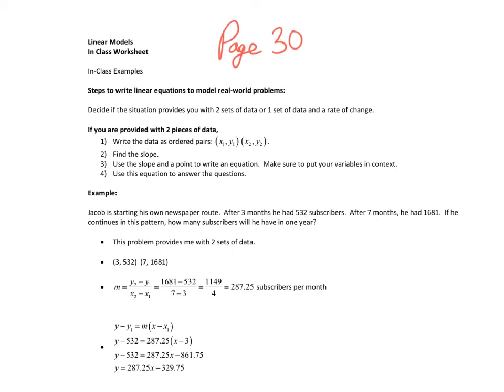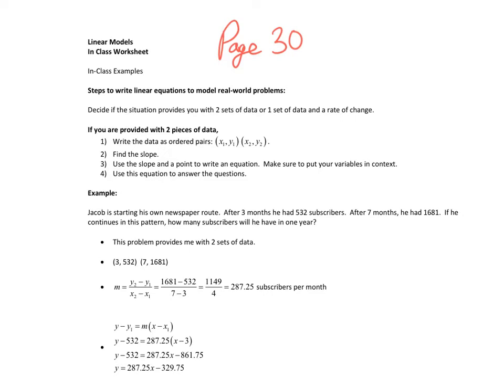All right. Hey, Algebra 2. For this video, we are going to look at some linear models. So basically using linear relationships to write equations for some more real-world situations. So we're trying to model a real-world situation with an equation.